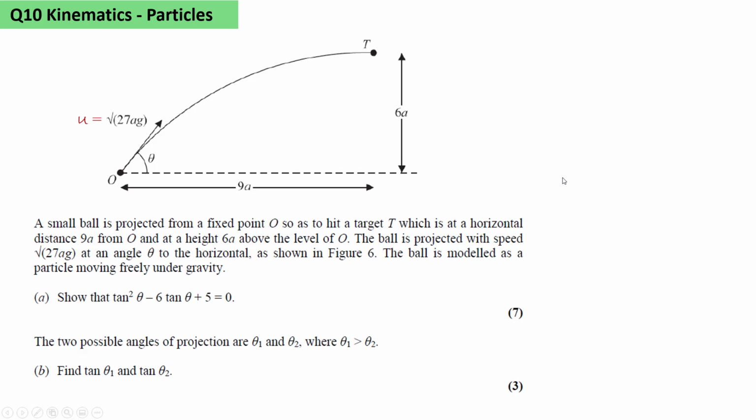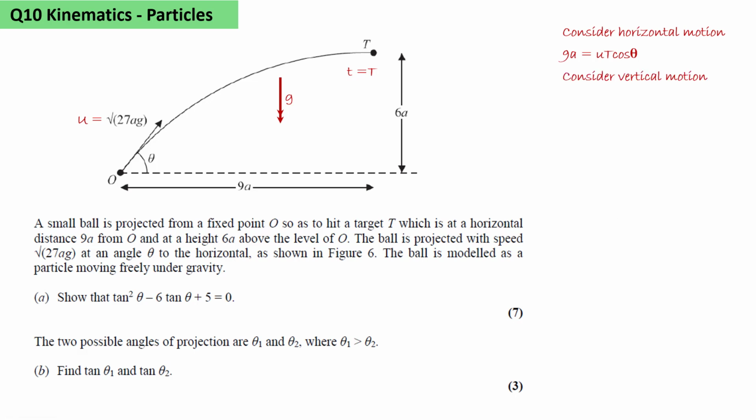The ball is modelled as a particle moving freely under gravity, so the acceleration in the vertical direction will be minus g. We're asked to show tan squared theta minus 6 tan theta plus 5 equals 0. Let's assume that it reaches the point T at t equals big T, and now we can write equations for the horizontal and vertical motion. The horizontal motion, travelling at a constant speed of u cos theta for big T seconds, travels a distance of 9a. So 9a equals uT cos theta.